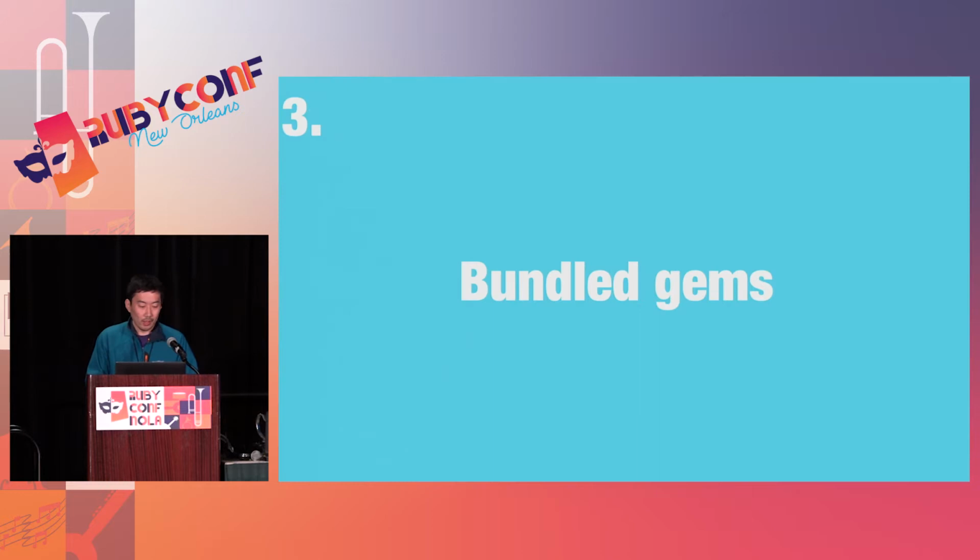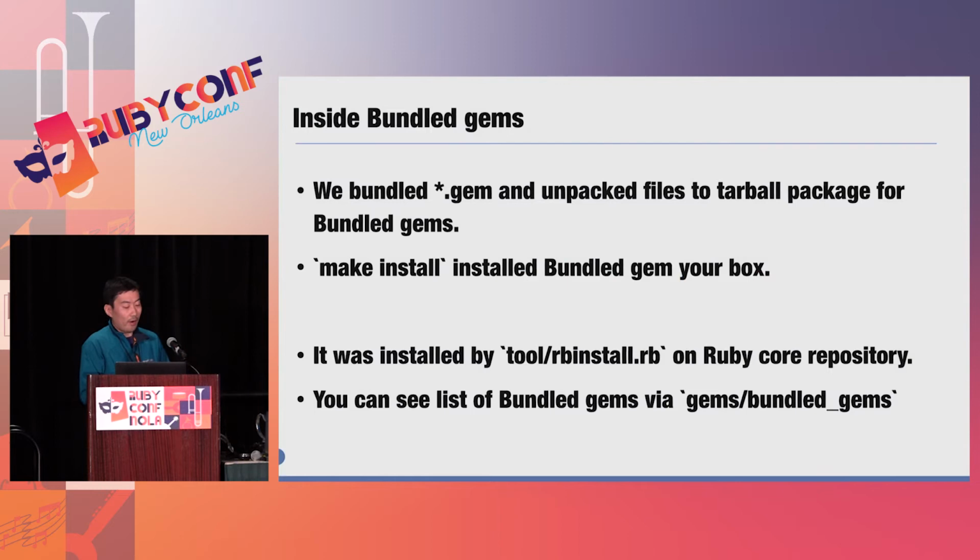Next are bundled gems. Bundled gems are entirely different from default gems. They have a different directory structure from Ruby's standard library. In the Ruby core repository, we unpack the gem files of bundled gems into the gem folder in the Ruby package. Moreover, the Ruby installer installs them into your environment. In other words, a bundled gem is a normal gem that is installed at the same time as you install the Ruby language. So uninstalling a bundled gem is also possible.